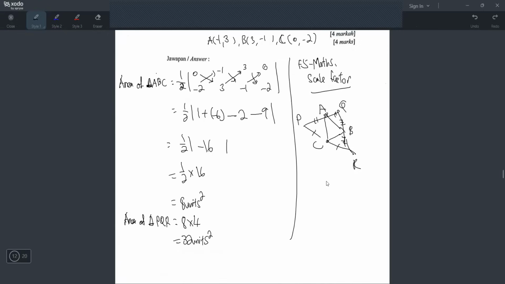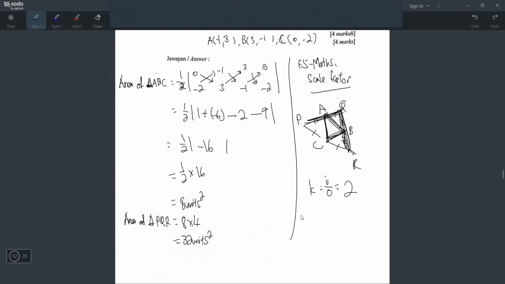What's the scale factor? It will be image divided by object, right? Let's assume the big one is image, the small one is object. So the scale factor is definitely 2. You know why? Because the length here will definitely be 2 times this, right? And then the length here will be 2 times this, because these two lines are corresponding, right? And then the length here will be 2 times this. Do you agree? So the scale factor is 2 when you take the length of image divided by length of object.